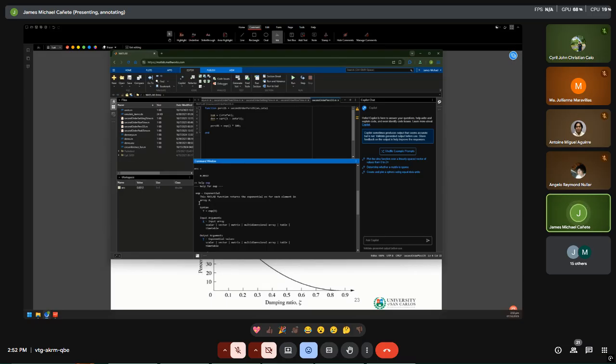For each element in array x, take the exponential function, negative the numerator divided by the denominator.